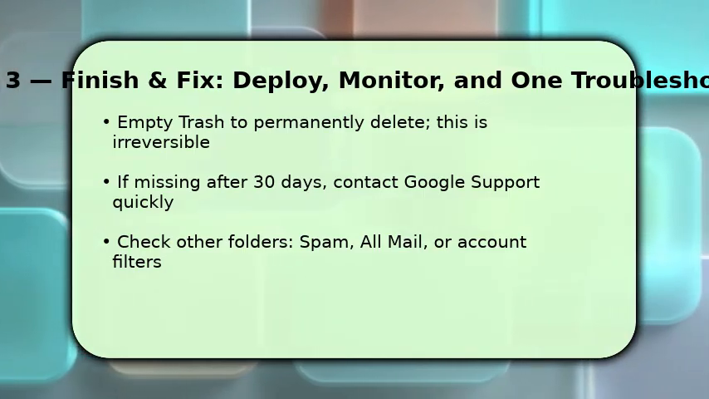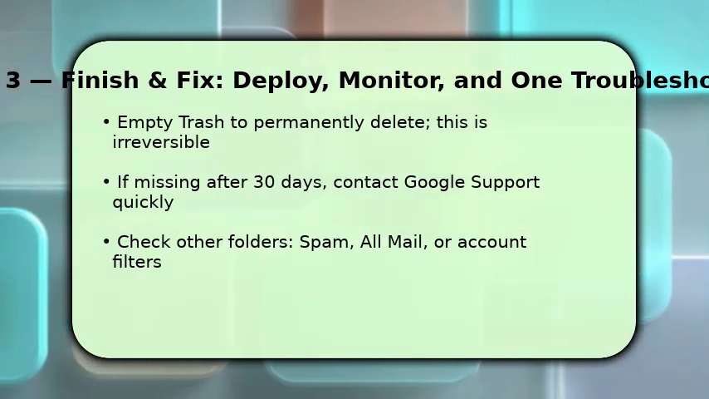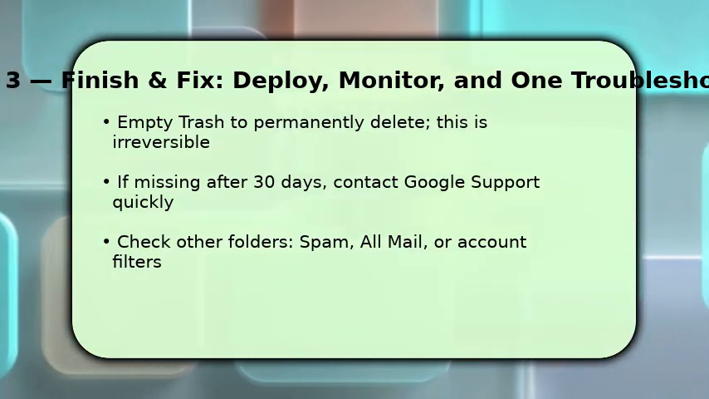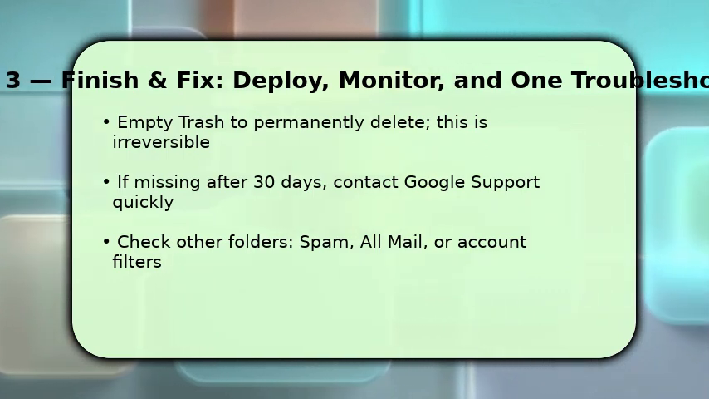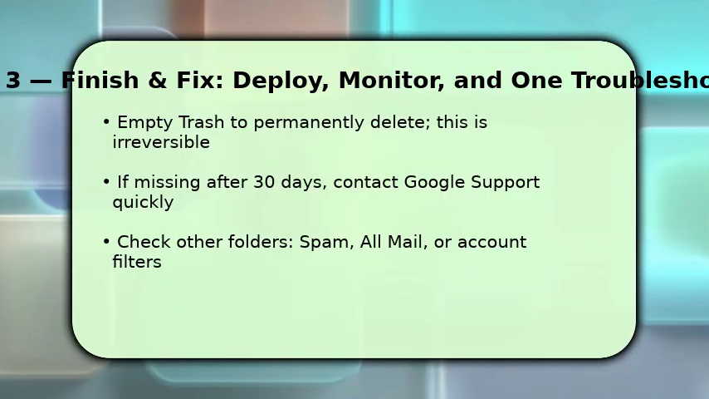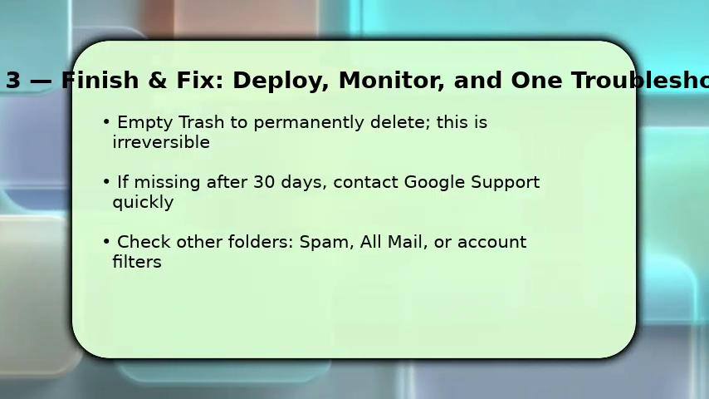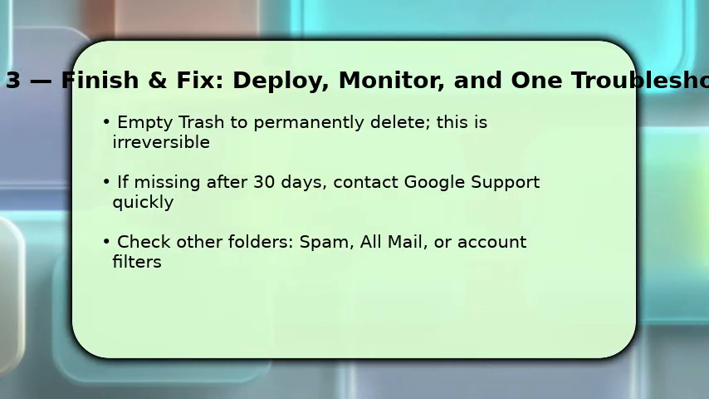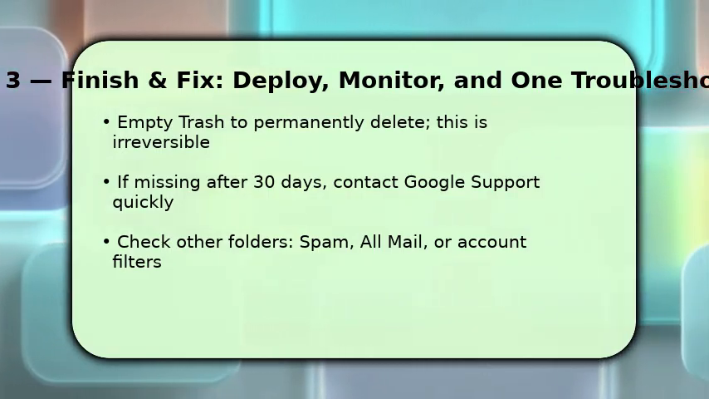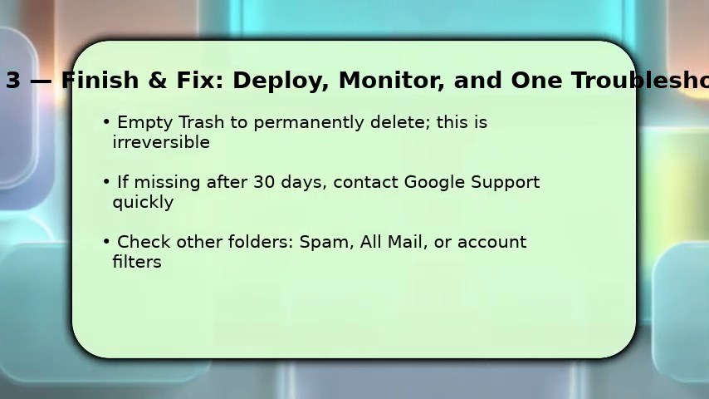If a message you expect isn't in Trash and more than 30 days have passed, contact Google support immediately. Recovery becomes unlikely. Also, make sure filters or forwarding rules did not auto-archive or delete messages, and inspect Spam and All Mail. If syncing issues occur, sign out and back in or force a sync on mobile. That often resolves missing mail glitches.